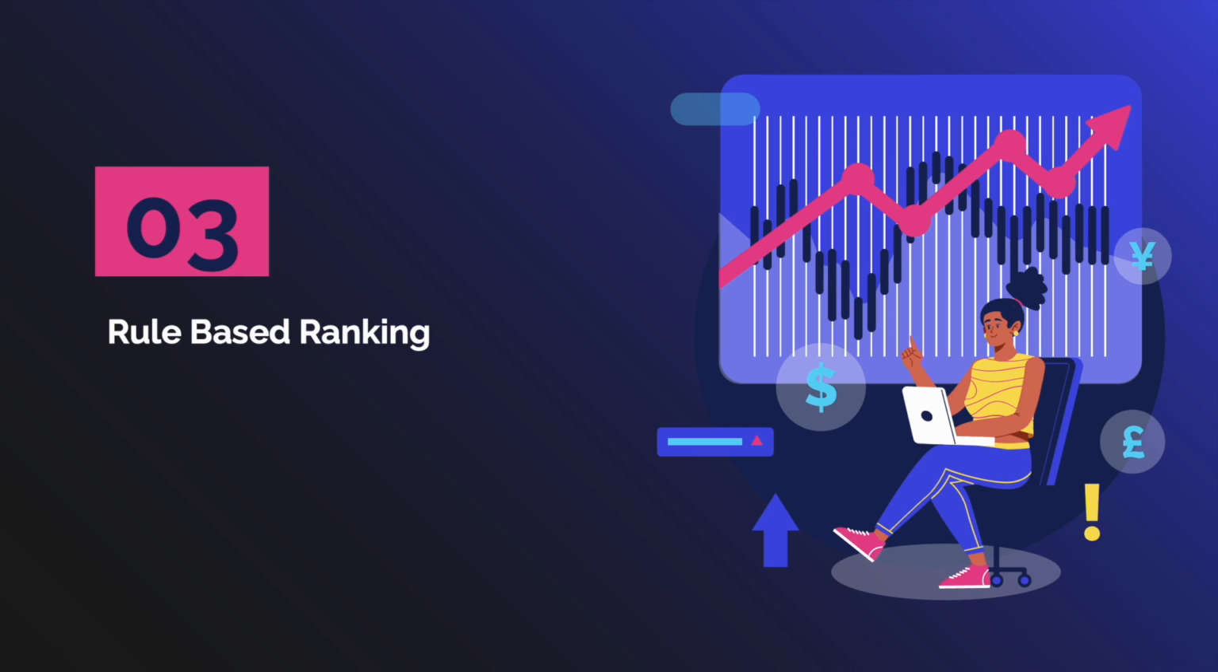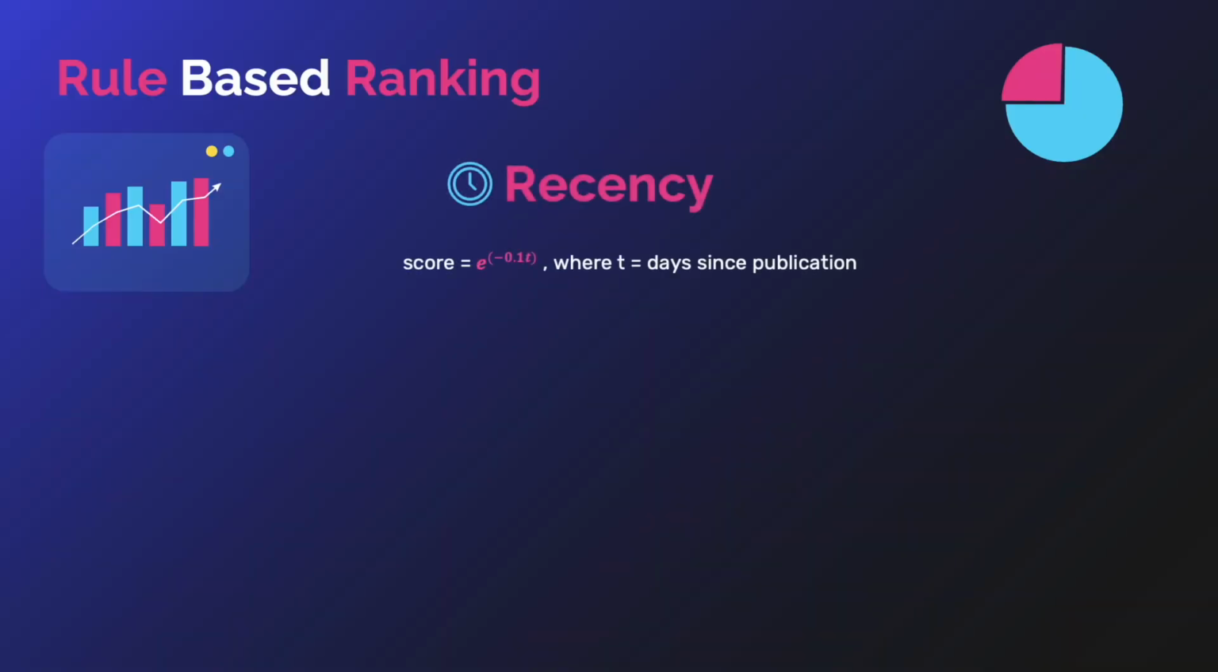Thank you, Sneha. Now I'll be talking about the rule-based ranking. The purpose of this rule-based ranking is to intelligently prioritize financial news articles using a multi-factor scoring approach that combines the following. First, we have the recency score.